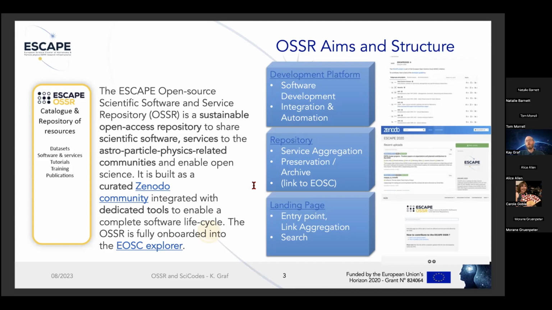For a developer you come here from above, for a user you come from below. We have actually three different platforms. First of all, everyone has the development platform, either ours or your own, of course. Then we have the repository where we collect all the software and services and also link to the EOSC. And then we have a landing page, and actually there's discussion to have a new landing page. It is the entry point, but also the link aggregation to the other partners and such.